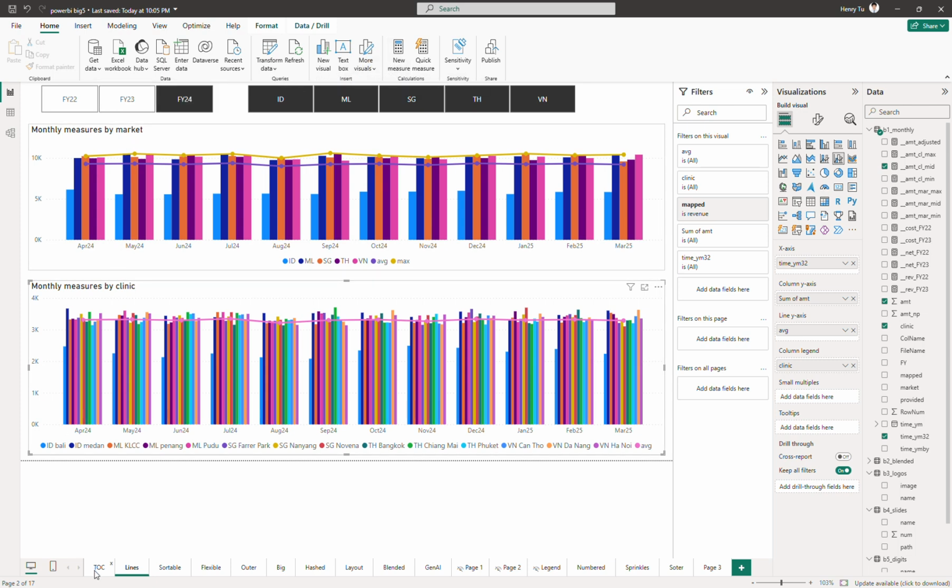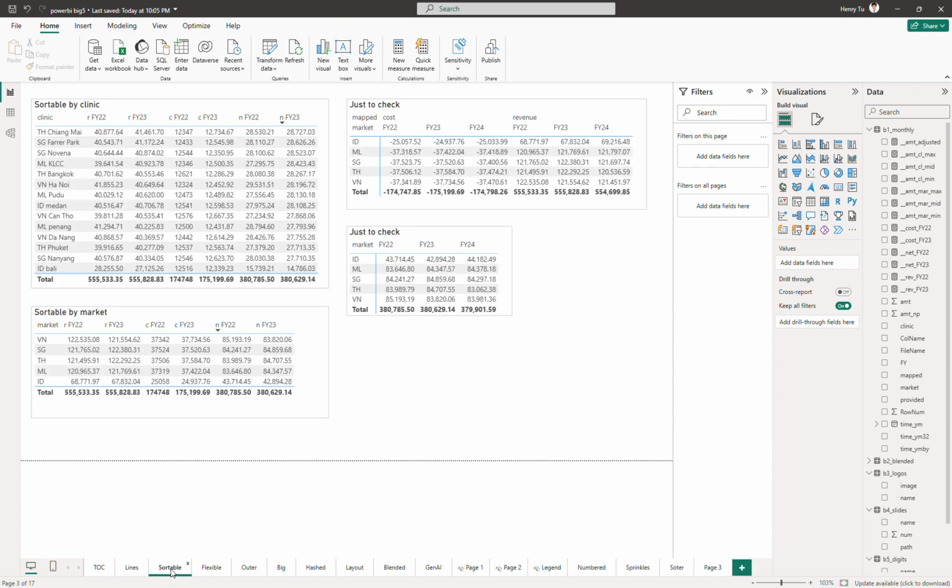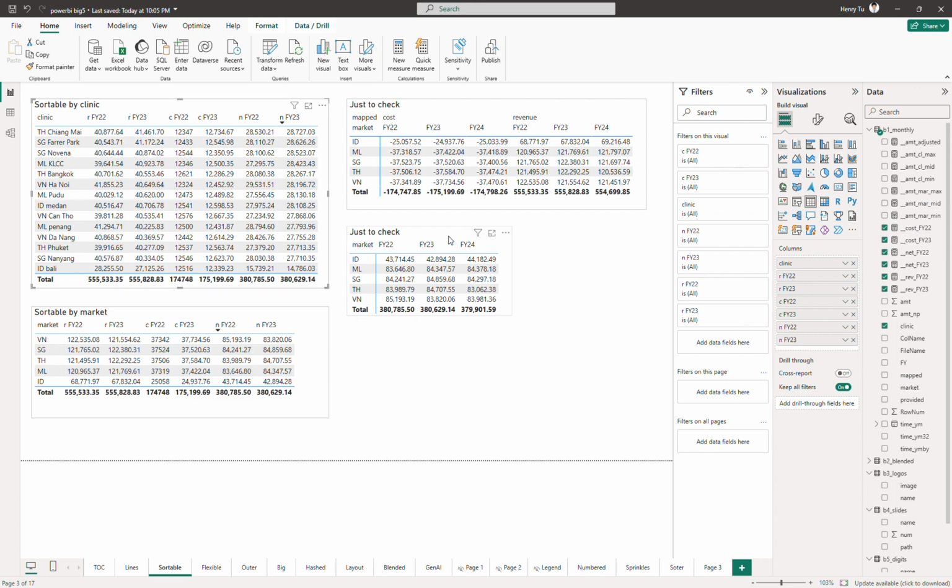Let us talk about the third one, which is a sortable pivot. In Power BI, if you want to sort column by column, you have to write a lot of expressions like this. For each one, for example the revenue in FY22, you have to write one expression, and then FY23 the same thing. For cost, you have to write another expression, and then for net profit, you have to write another expression as well.